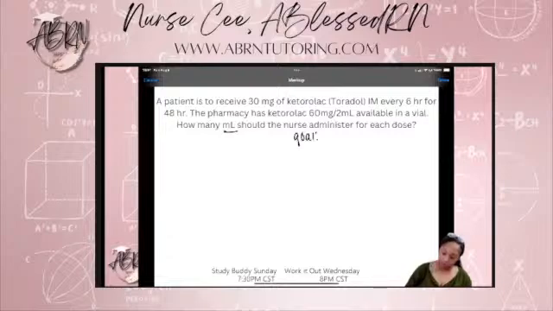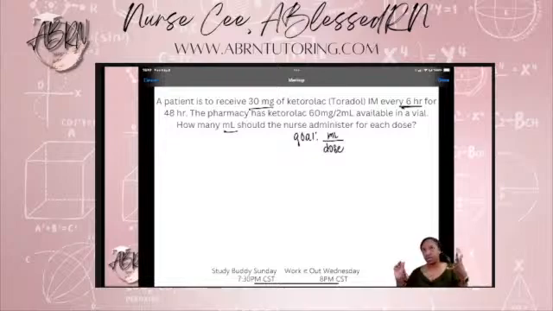Per dose. So what is ordered? We got 30 milligrams. That is one dose, okay? And you give one dose every 6 hours for 2 days, all right? So we got a whole complete dose. You got your dose, you got your route, you've got your frequency, and you've got your duration, okay?